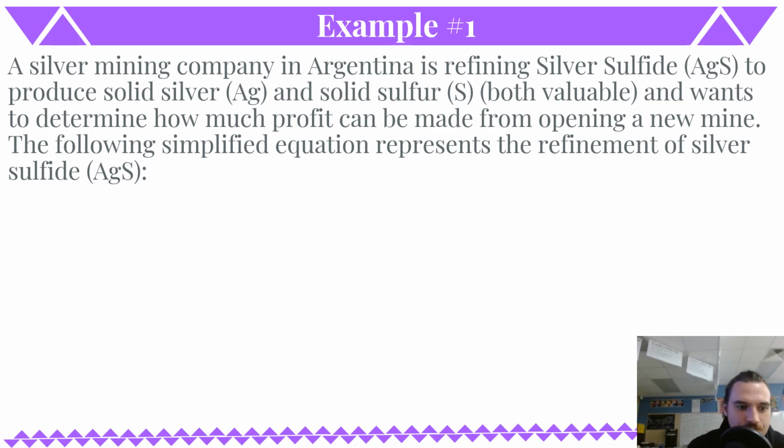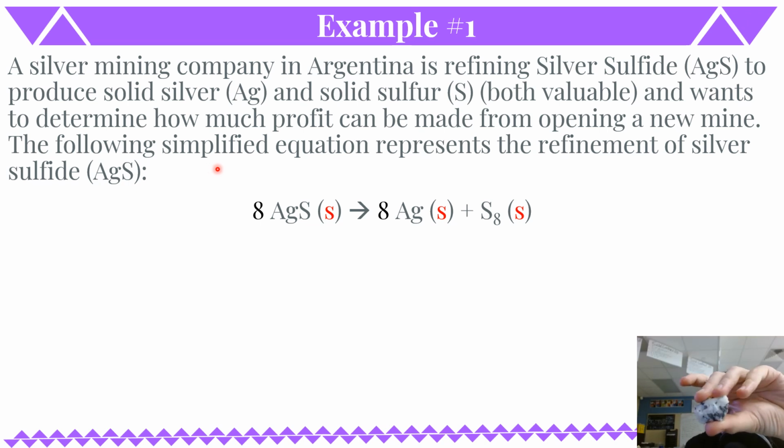And they want to determine how much profit can be made from opening a new mine in Argentina. Right? So I'm going to give you this simplified equation that represents how they refine silver sulfide. Right? It's way more complicated than this, but basically you take some silver sulfide, some of this stuff, and you turn it into silver and you turn it into sulfur. Okay? So this is the balanced chemical equation for it. So sulfur actually comes in eighths, which is kind of odd. Okay? So this is our balanced chemical equation.